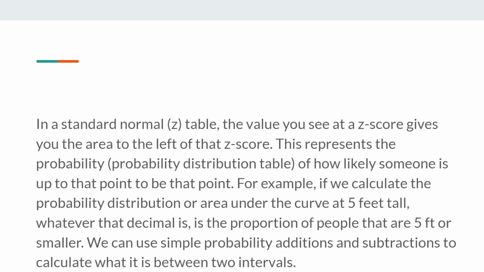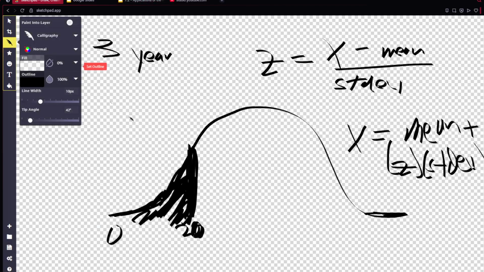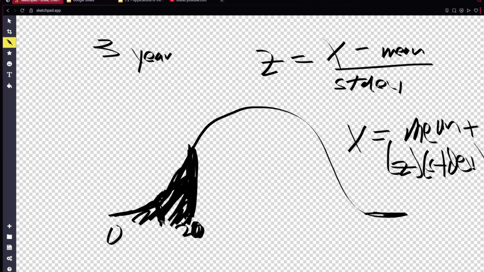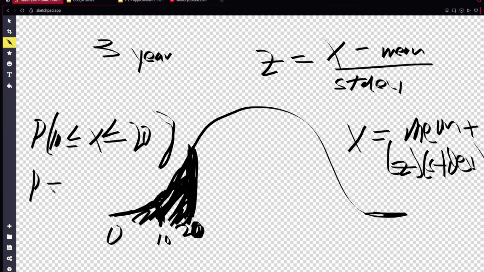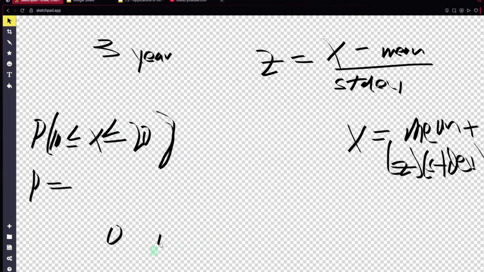In a standard normal z-table, the value you see at a z-score gives you the area to the left of that z-score. So let's take this graph again, and let's say we only want to measure the probability of being between the 10th and 20th percentile for a 3-year-old girl. That's to simply put as P(10 < X < 20). And that's the same as measuring the probability. And let me erase the sketch a little bit here. And let's rewrite it.